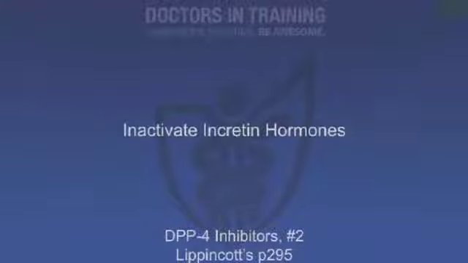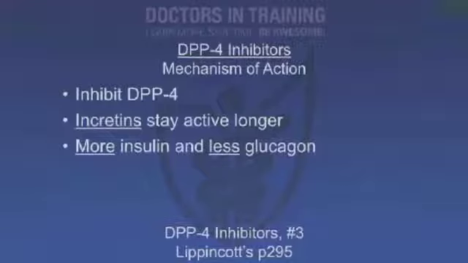Whatever you call these things, DPP-4 is the enzyme that inactivates the incretins. That dipeptidyl peptidase 4 is going to deactivate the incretin hormone. So the way these drugs work, they inhibit DPP-4, so the incretins stay active longer. You have more insulin, less glucagon.